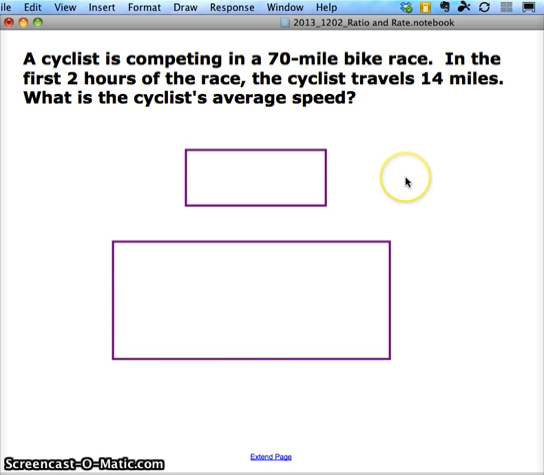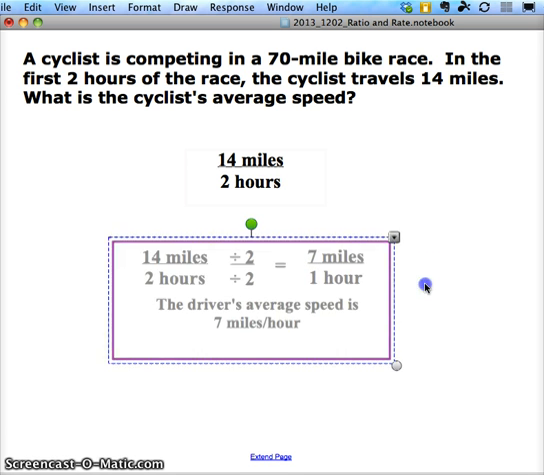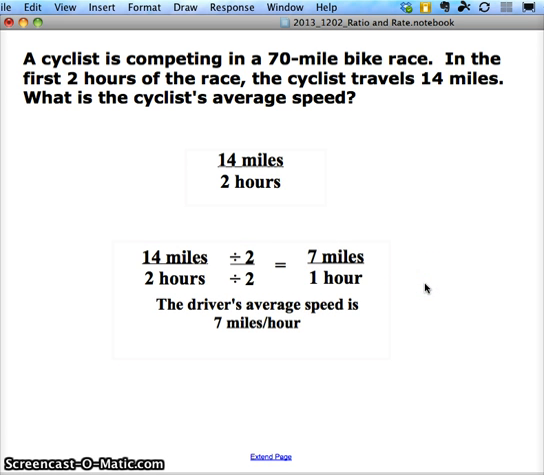So let's do one last piece here. We have the 70-mile bike race. First 2 hours of the race, the cyclist travels 14 miles. What is the average speed? Take a minute to pause, solve this problem, and then click back on and we'll see if you were right. Okay, let's check. Did you get a rate of 14 miles in 2 hours? Great. Now let's check your work. 14 miles in 2 hours gives you 7 miles per hour. That's the average speed.